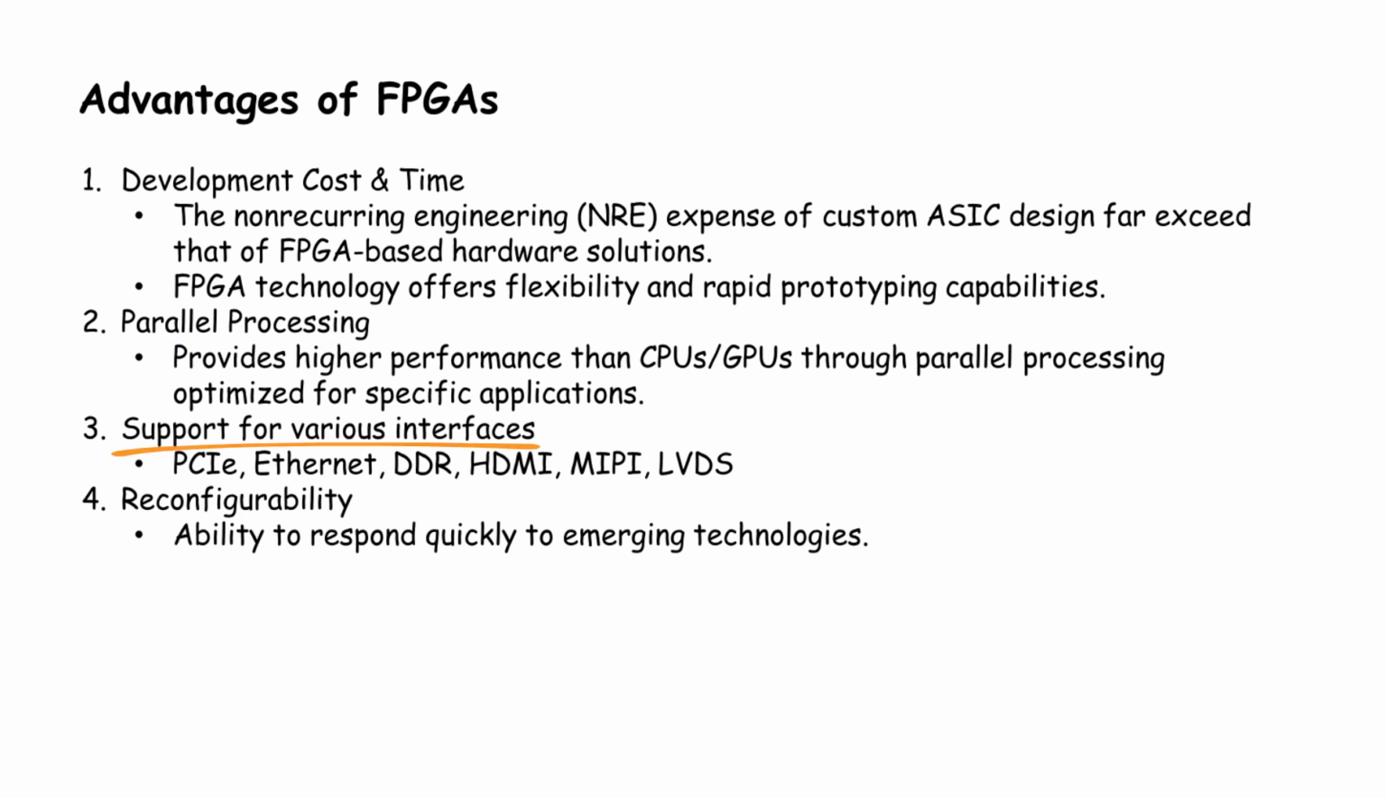3. Interface flexibility. FPGAs can be configured to support a wide range of interfaces such as PCI Express, Ethernet, DDR, HDMI, MIPI, and LVDS. For example, while an ASIC may have a fixed 4-lane MIPI input, an FPGA can be reconfigured to support 8 or even 16 lanes depending on design needs. Similarly, Ethernet ports can be added and scaled flexibly: 2-port or 4-port, 1 gigabit per second, 10 gigabits per second, even 100 gigabits per second. This kind of customization is hard to achieve with fixed-function hardware.